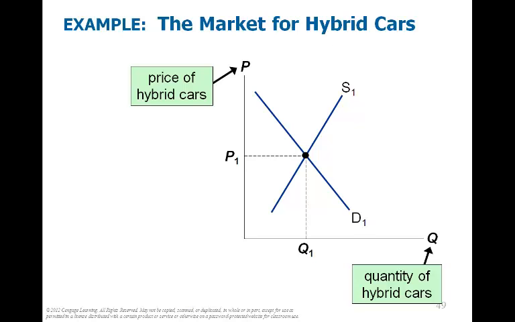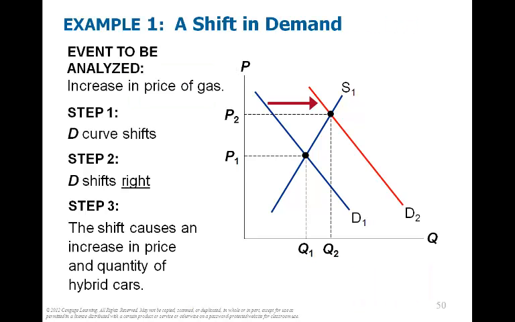Okay, now what do you think will happen if there's an increase in the price of gas? How will that affect the market for hybrid cars? Well, hybrid cars are very fuel efficient, so if gas prices go up, then people will tend to want to purchase more hybrid cars. So it's probably not going to shift the supply curve. It doesn't change the cost of producing a hybrid car, but it does change the quantity of people who want to buy a hybrid car at any hypothetical price. So this will probably shift the demand curve to the right. So an increase in the price of gas will increase the demand for hybrid cars. So that's step number 1 and 2.